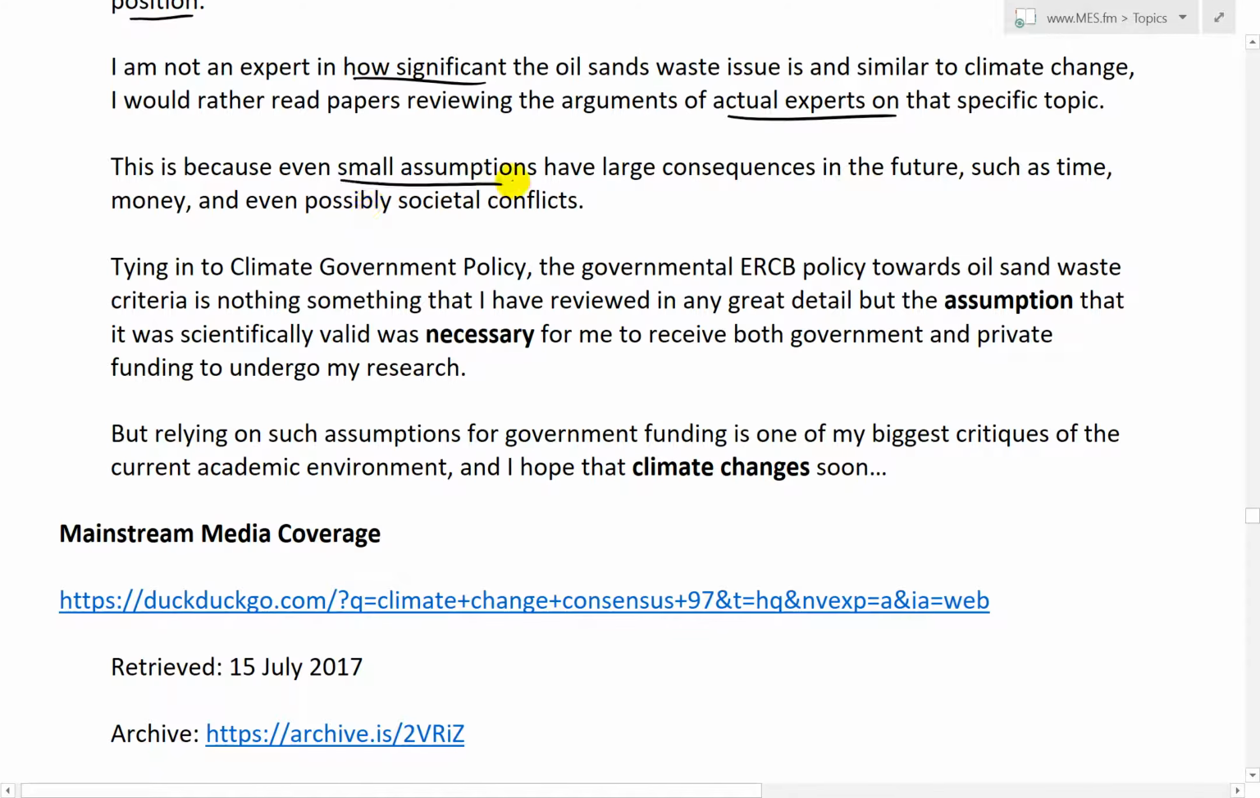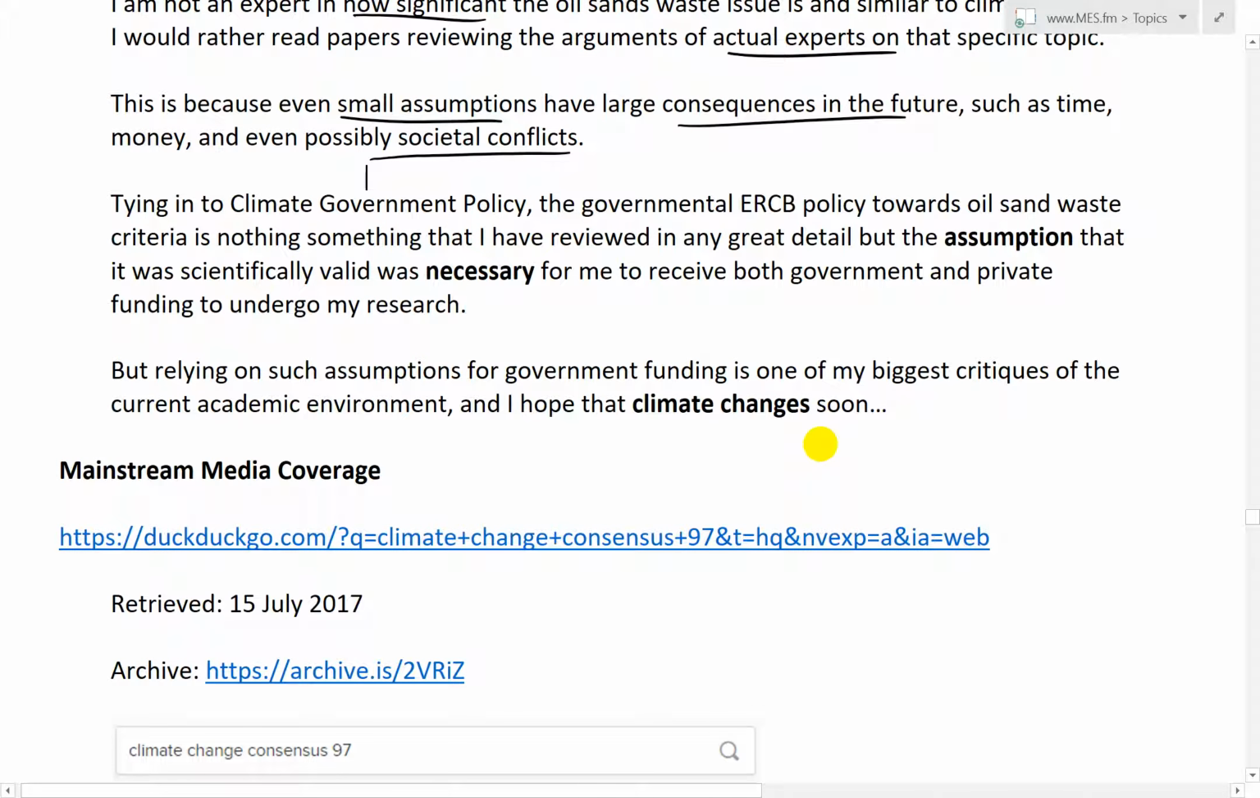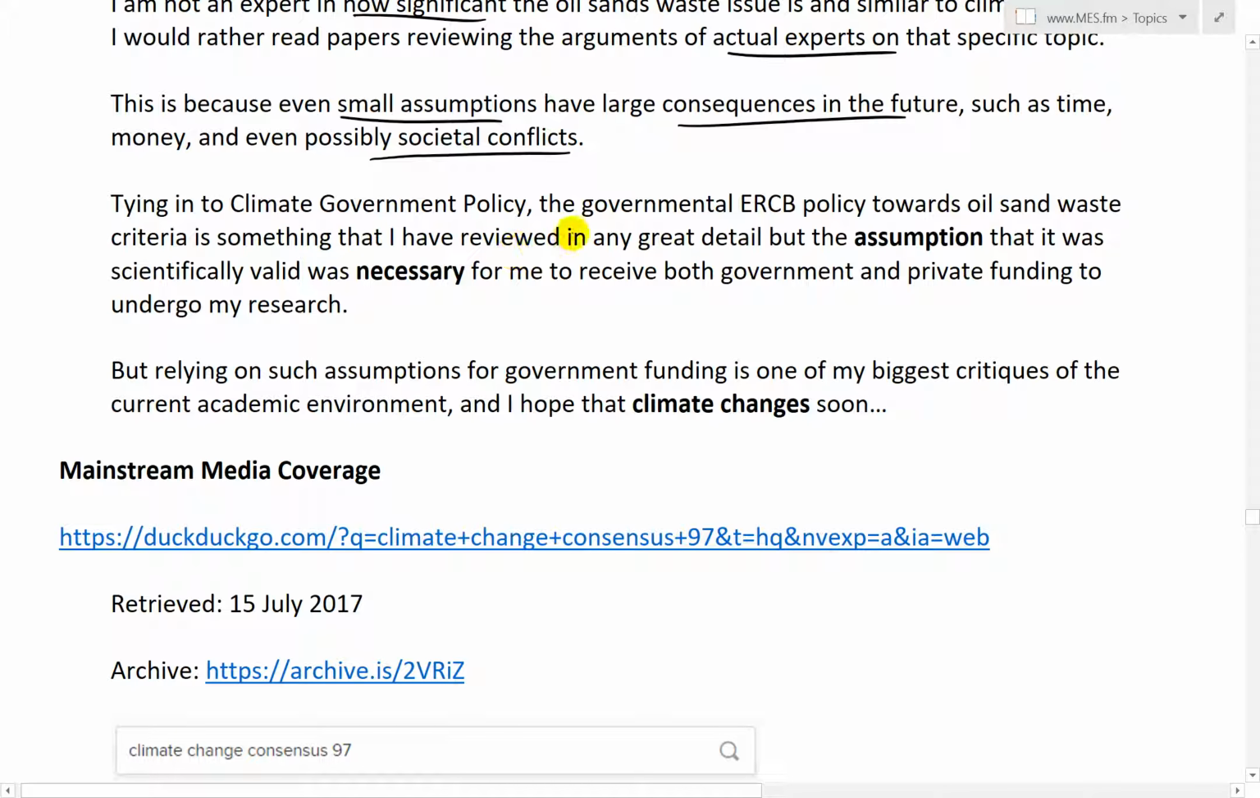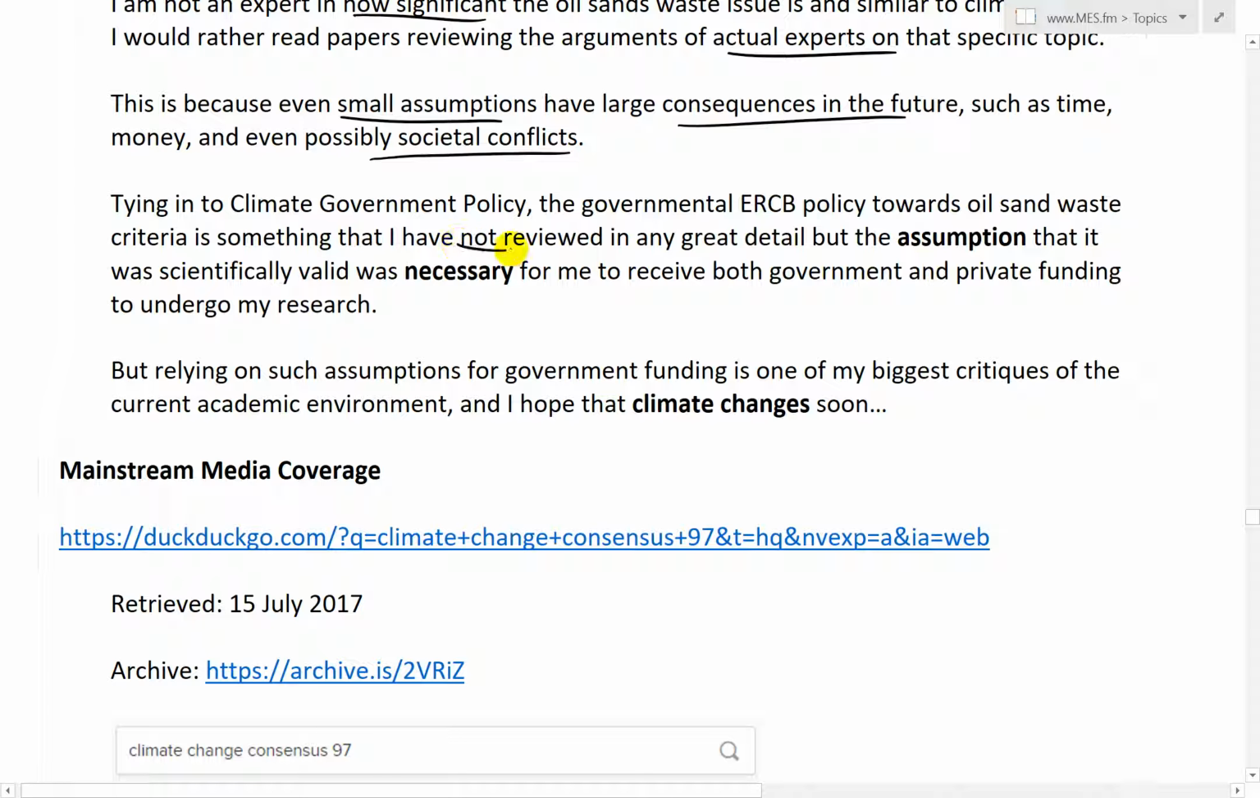This is because even small assumptions have large consequences in the future, such as time, money, and even possibly societal conflicts, war, and whatnot for energy consumption and resources. So tying in to climate and government policy, the governmental ERCB policy towards oil sand waste criteria is something that I have not reviewed in any great detail, because the assumption that it was scientifically valid was necessary for me to receive both government and private funding to undergo my research. So this was an assumption that I made that had financial benefits to it.